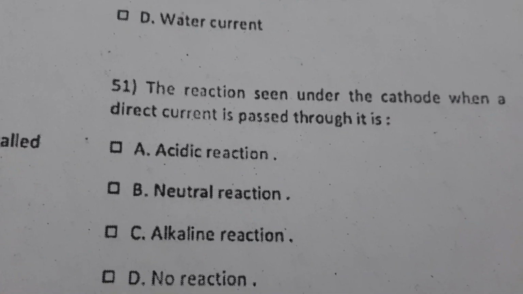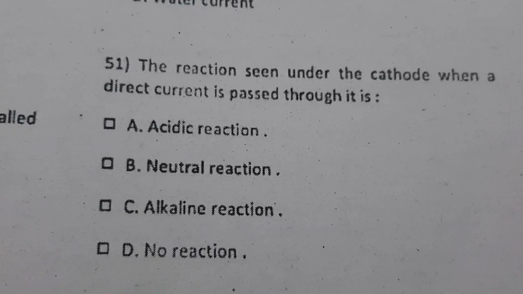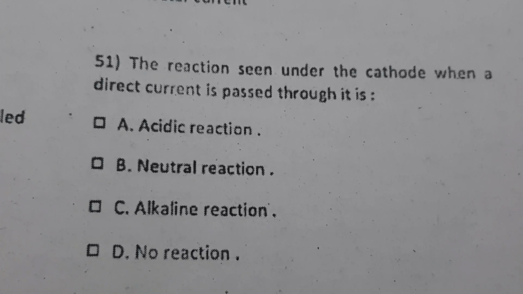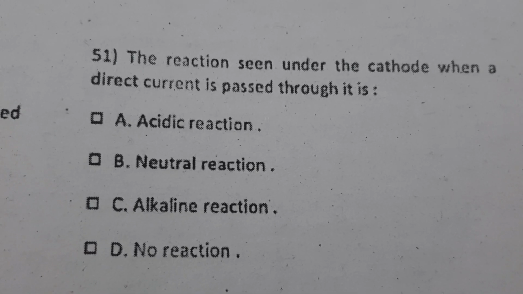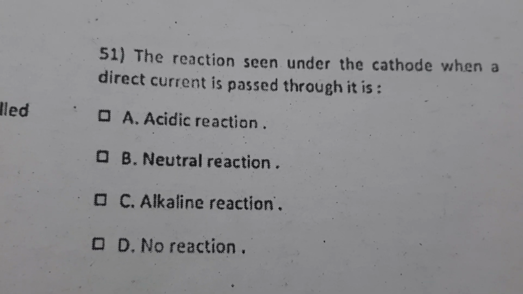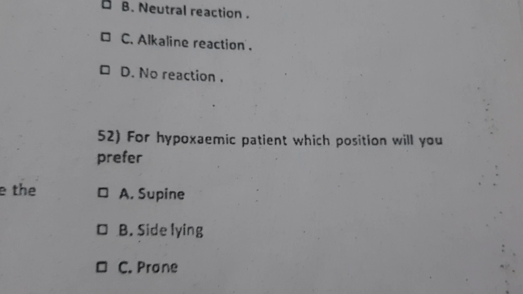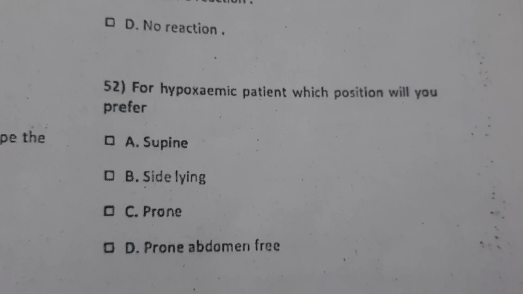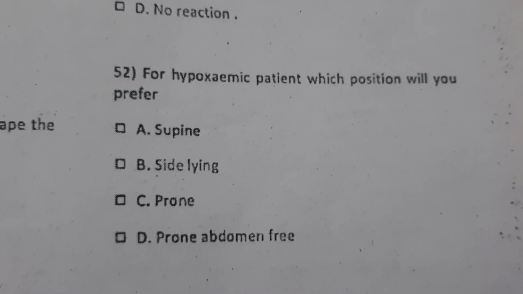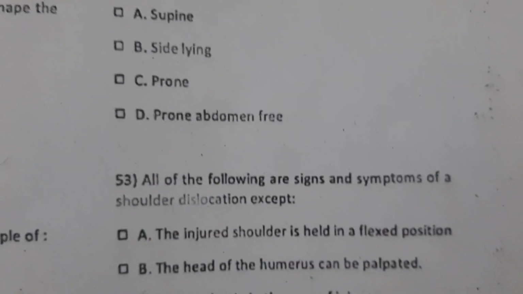So the next MCQ is direction seen under the cathode when a direct current is passed through it is, option C is correct, alkaline direction. For hypoxaemic patient, which position will you prefer? Option D is correct, prone, abdomen free.